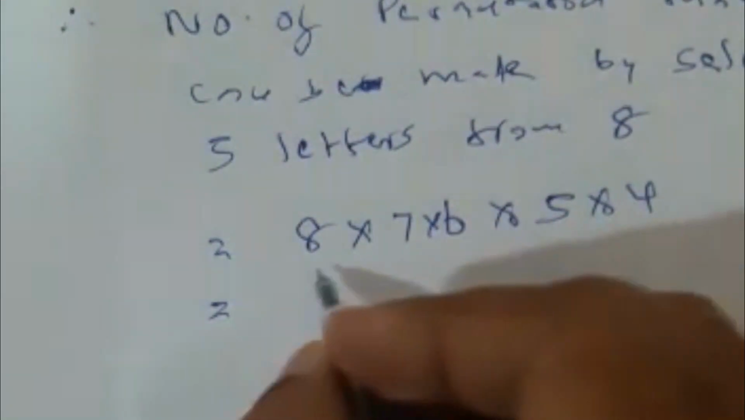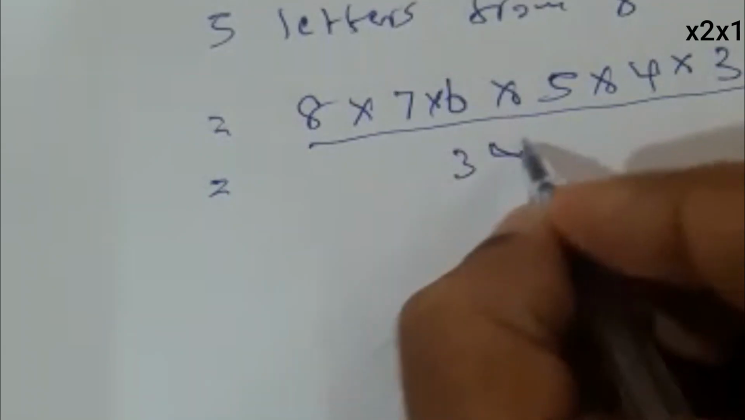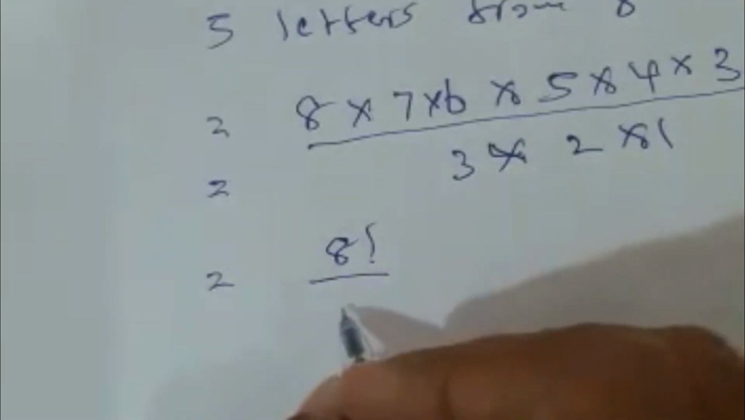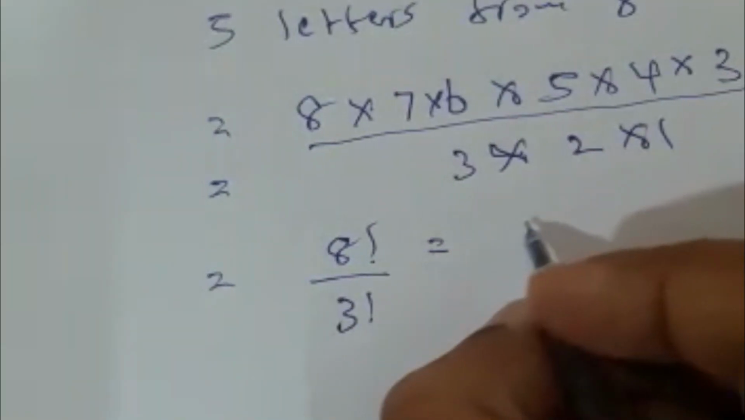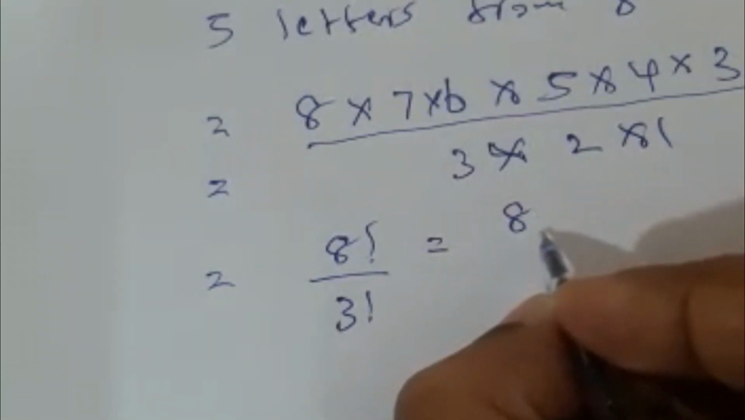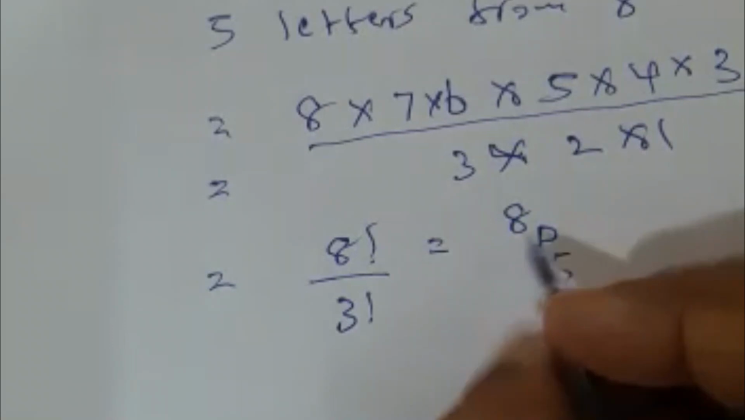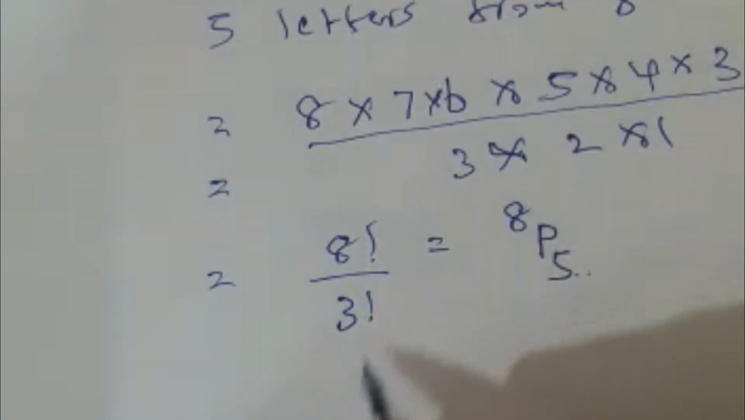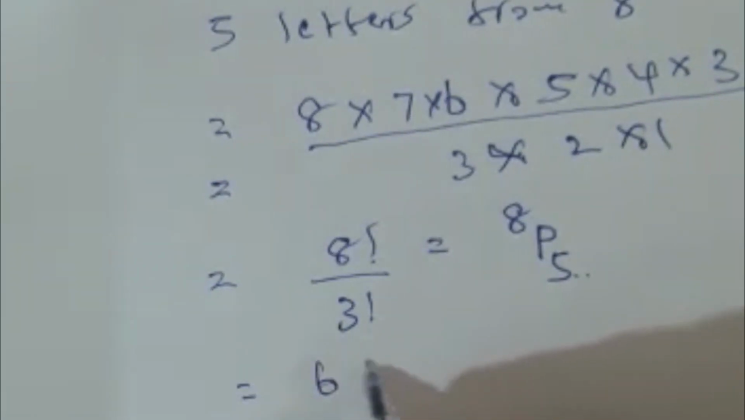We always express this in a particular way. We will multiply the remaining numbers, 3, 2, 1, and here also we have to multiply 3, 2, 1. So if you remove these, you can write this as 8 factorial over 3 factorial. Generally we write it this way. You can write it in notational form: 8 letters are there, and if you select 5 from them, the number of permutations is 8P5. If you simplify this, you get 6,720.